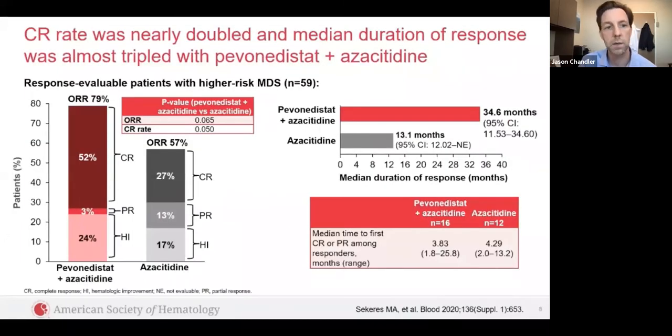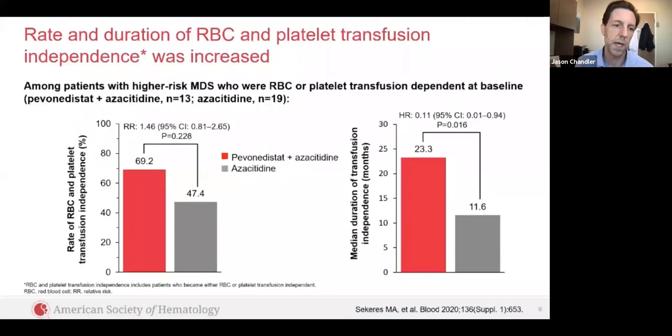So basically 79% overall response rate, which was pretty much incredible. You can see the number of patients, and it was about 3.8 months before CR was achieved. The time on study was dramatically longer for the combination versus azacitidine alone. This is also looking at, if they went on drug and they did better, did they need fewer transfusions? And they did in this situation. You can see 69% with the combo were independent of transfusion of red blood cells or platelets versus 47%.